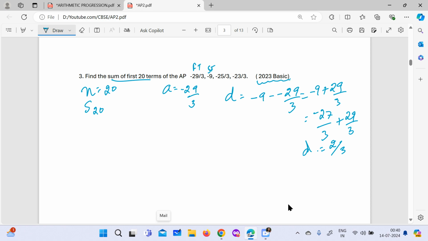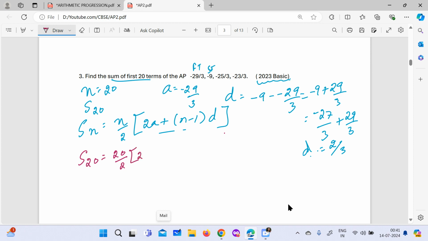And so we have now d, we have a, and we have the number of terms. Okay, so this we can find using this rule: Sn equals n over 2 times 2a plus n minus 1 times d. And we have all the values to substitute here. Hence, we can find this. See, S20 equals 20 over 2 times 2 times minus 29 over 3 plus 20 minus 1, and the difference will be 2 over 3.